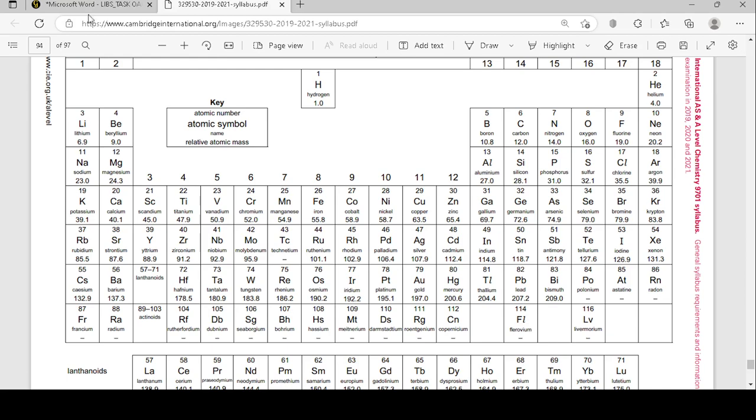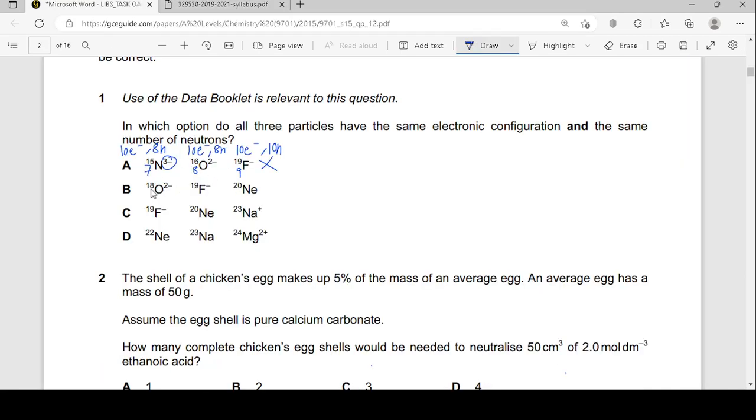Now if you look at oxygen again, this is a different isotope of oxygen because it has a different mass number. It does have 10 electrons because it also has a 2 minus charge, which I think is the most common charge for oxygen. So it has 10 electrons, and 18 minus 8 is 10 neutrons. Fluorine here is the same isotope as before, 19 9 F minus, fluoride. It has 10 electrons and 10 neutrons.